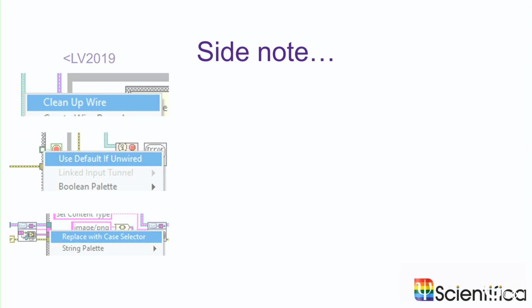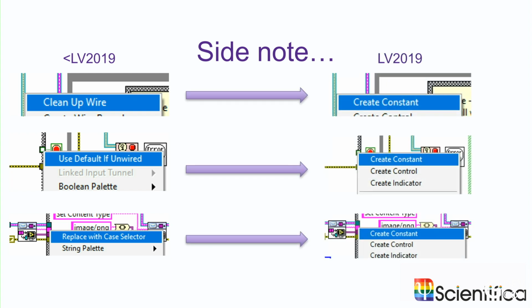Quick side note, quick rant. Pre-2019, right-click menus, clean up wire, use default when unwired, replace with case selector, and I could really easily, just with muscle memory, do these things. Then 2019 came about, and I've created so many constants because I want to clean up a wire, so I just right-click without thinking, just muscle memory. And then a constant appears. The same with case selector. This is probably the most annoying one at the bottom.